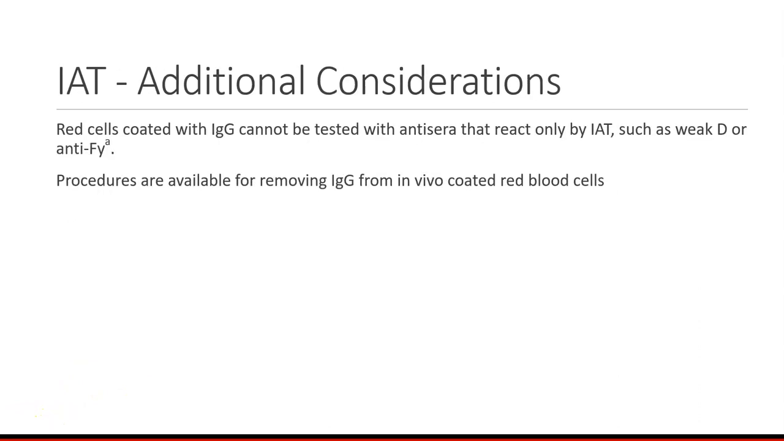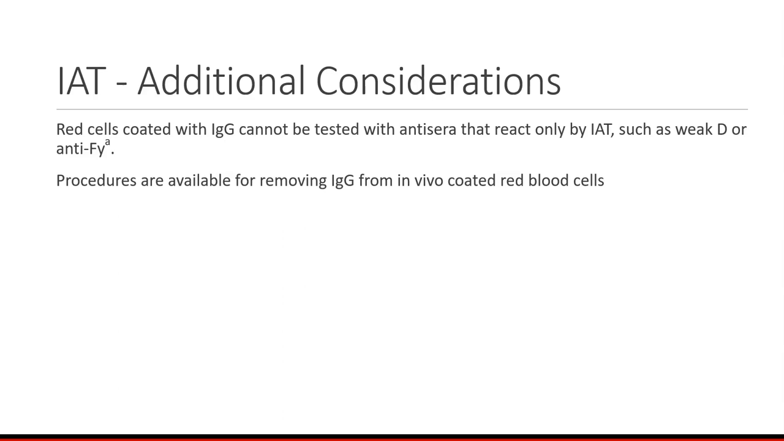One additional consideration for the indirect antiglobulin test is that red cells that are already coated with IgG cannot be tested with antisera that react only by the IAT, such as the weak D test or anti-Dupier present on transfused cells. There are procedures that are available for removing IgG from in vivo coated red blood cells. So I'll say that one more time.